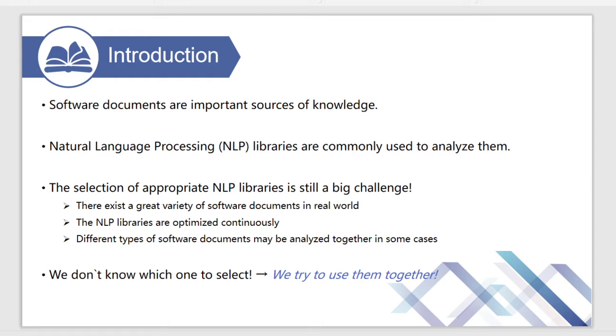Second, the NLP libraries are optimized continuously. The existing guideline may be inaccurate in some upcoming scenarios. Third, different types of software documents may be analyzed together in some cases. The individual selection of different NLP libraries on different documents and NLP tasks may weaken the automation. Therefore, we tend to investigate a method to use NLP libraries together.